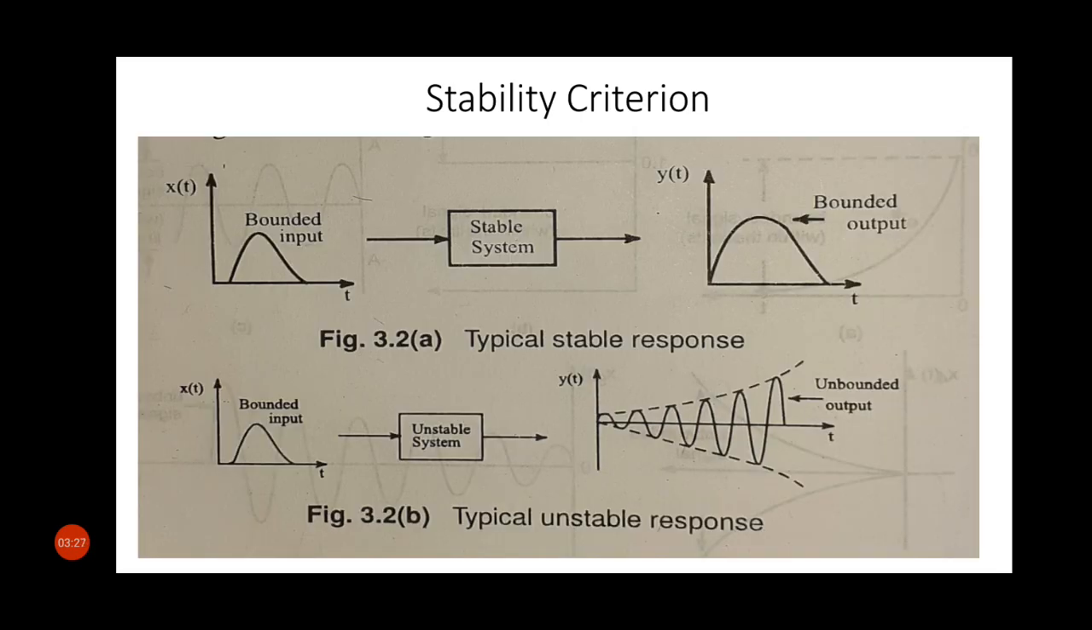Now see, a system is said to be bounded input bounded output stable if for every bounded input the output is bounded. This criterion is known as BIBO stability criterion. Typical stable and unstable systems are shown in this figure. See the first figure, that means figure 3.2a.